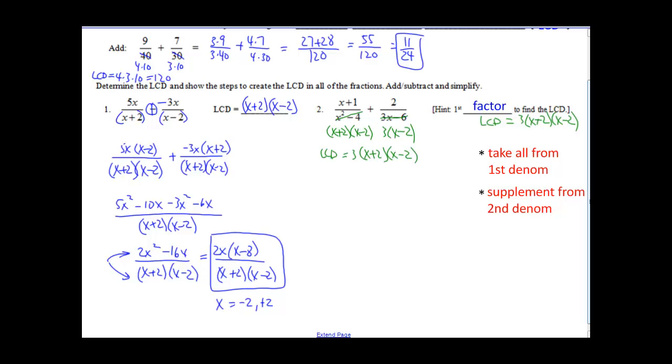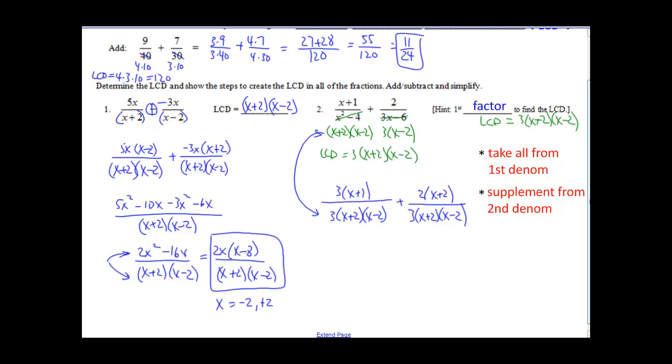So if we rewrite, we know we have 3 times x plus 2 times x minus 2, plus the same thing, same denominator, x minus 2. What do we need to multiply to the left? Well, we are missing a 3. So we need to multiply a 3 times this x plus 1. And on the right-hand side, we have an x minus 2 and a 3. We're missing an x plus 2. So to the 2, we need to multiply by x plus 2.